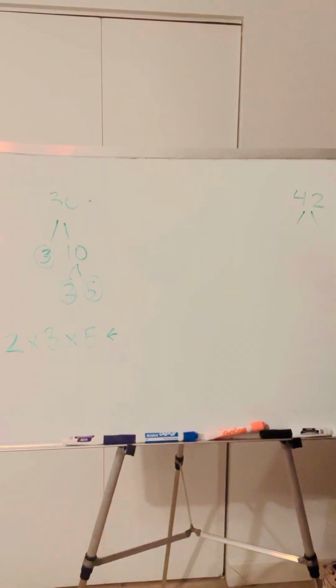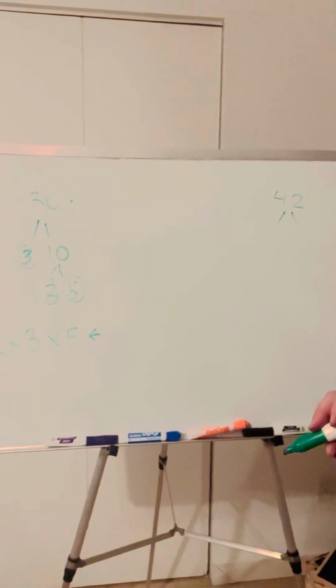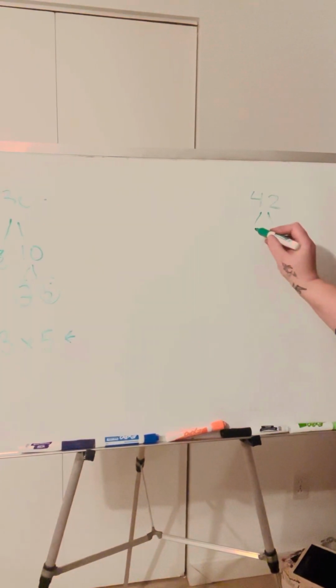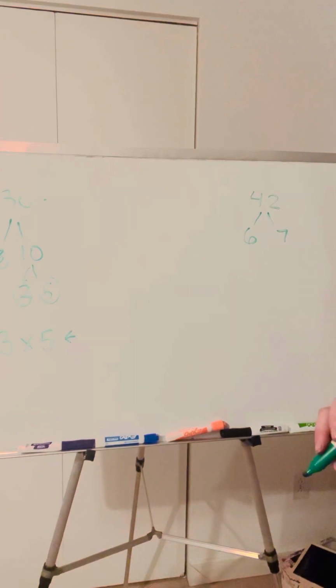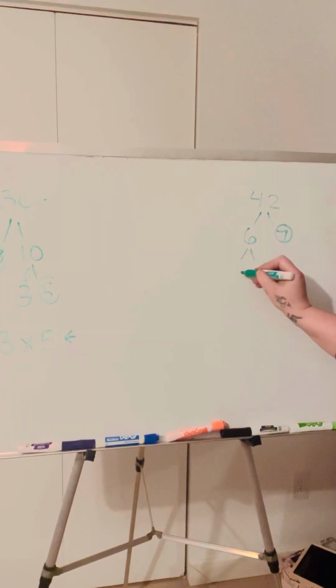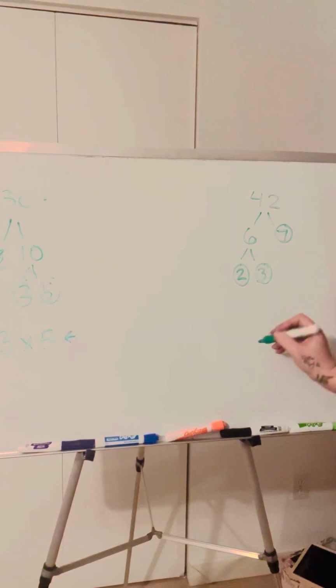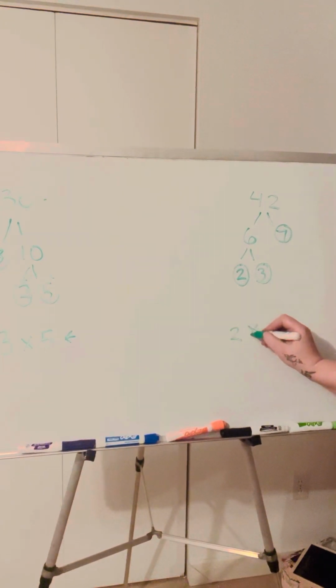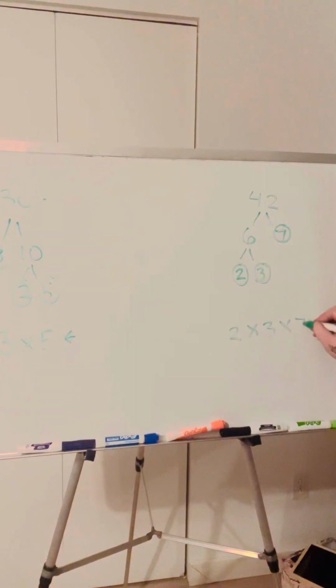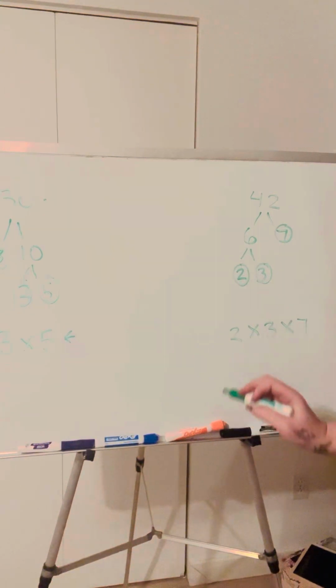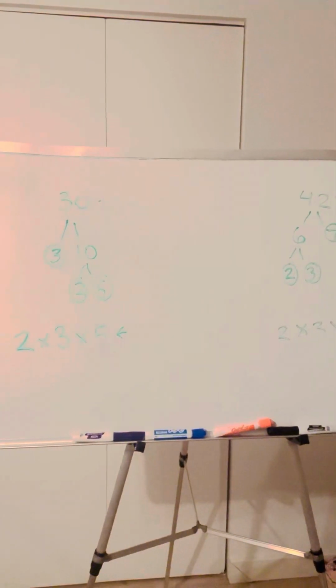For 42, we have to find two numbers that will make 42. So let's do 6 and 7. Are any of those numbers prime? 7 is prime. 6 is not. We could do 2 and 3. 2 and 3 are prime. So this becomes 2 times 3 times 7. 2 times 3 is 6. 6 times 7 is 42. So we did the factor trees correctly.